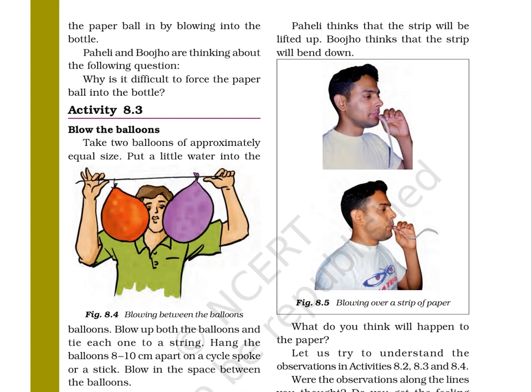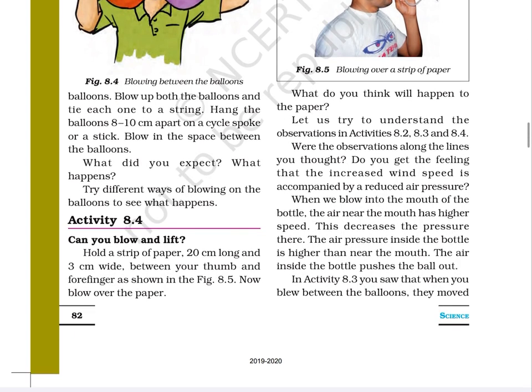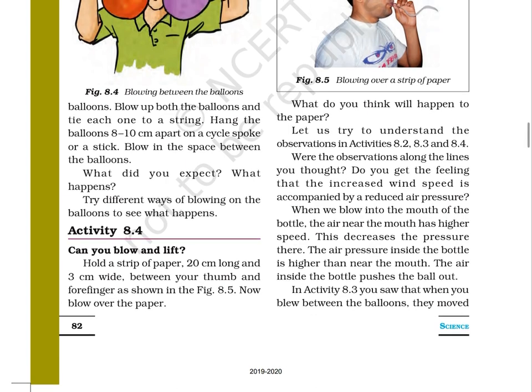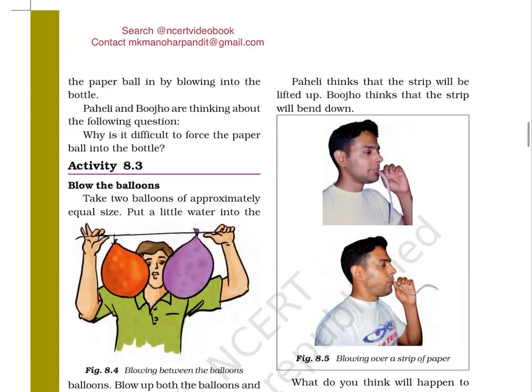Activity 8.4. Can you blow and lift? Hold a strip of paper 20 cm long and 3 cm wide between your thumb and forefinger as shown in figure 8.5. Now blow over the paper. Paheli thinks that the strip will be lifted up. Bojo thinks that the strip will bend down. What do you think will happen to the paper?